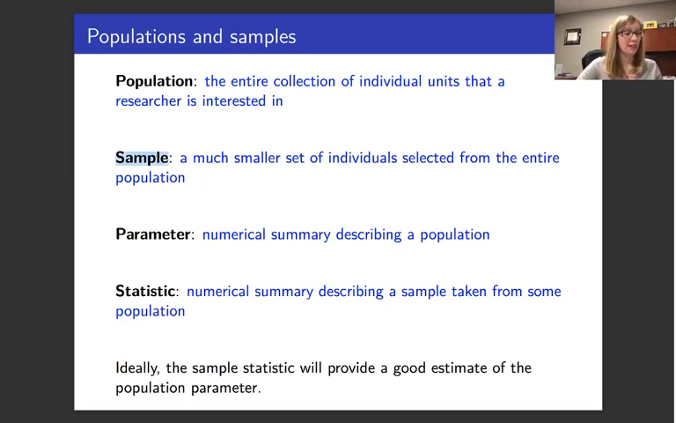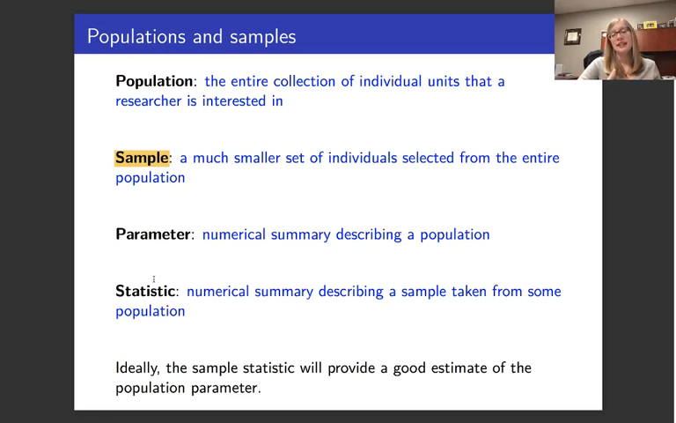So we rarely will have the entire population's data available. What's far more likely is that we'll be in a situation where we have a sample instead. So it's much more common that we will have a smaller set of individuals that we are selecting or sampling from the entire population. That's what our data is going to come from. So our data is going to come from a smaller subset or sample of an entire population.